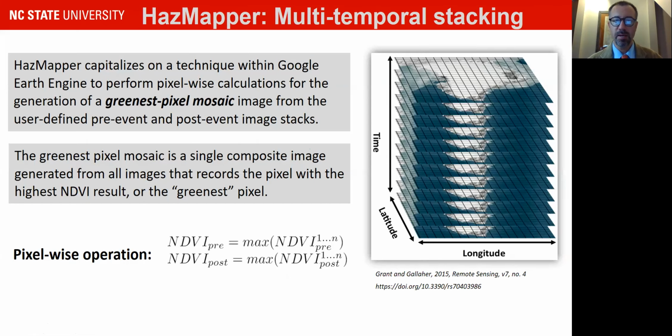HazMapper utilizes multi-temporal stacking. It capitalizes on a technique within Google Earth Engine to perform pixel-wise calculations for the generation of a greenest pixel mosaic image from the user-defined pre- and post-event image stacks. This greenest pixel mosaic is a single composite image generated from all images that record the pixel with the highest NDVI result, or the greenest pixel.